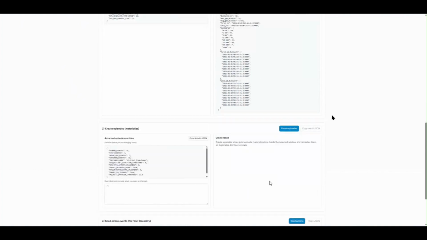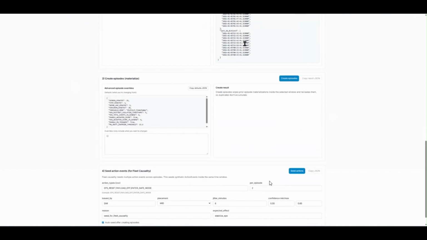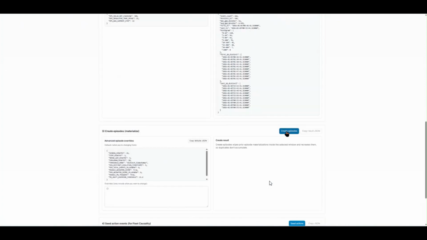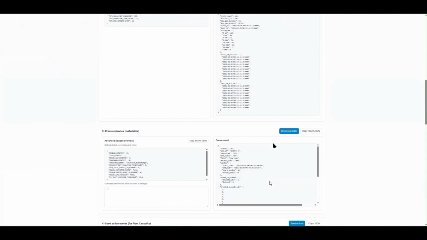What you want to do then is create episode. And make sure that this is checked. If this is checked, then you don't have to do the action step separately. This will actually create actions also. After that, you just click create episodes. See, you'll get all this message. So if this comes, that means it's all good.